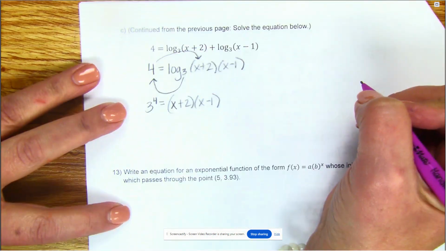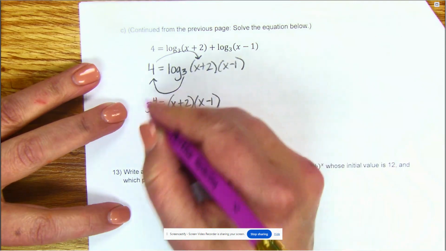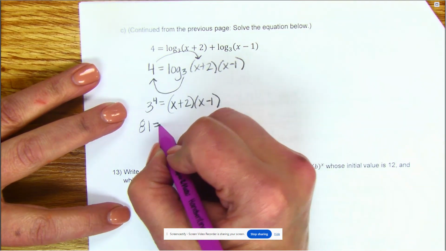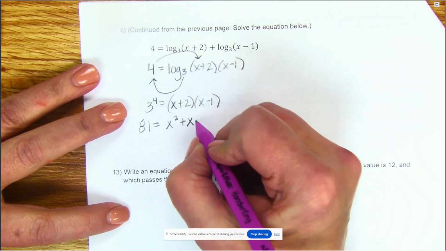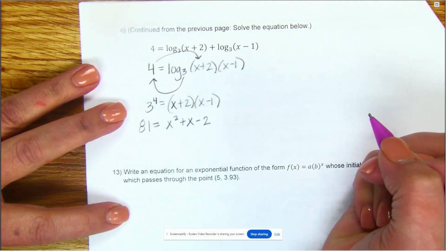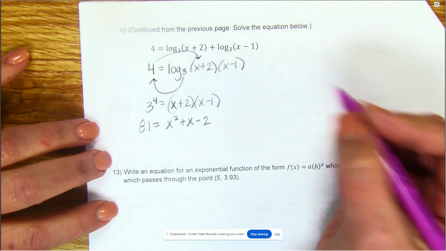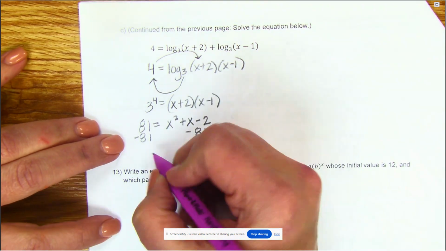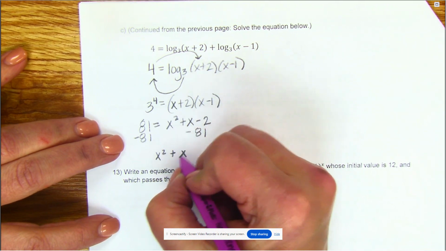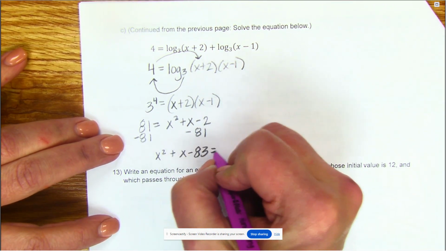3 to the 4th equals x plus 2 times x minus 1. And now, this is 81. And then I could do a box or foil, however you do it. And this is a quadratic. I've got to get everything on one side. So I'm going to subtract 81. So this is x squared plus x minus 83 equals 0.